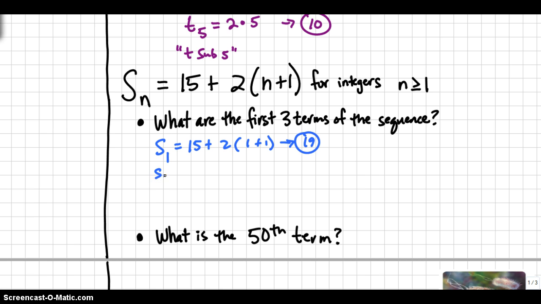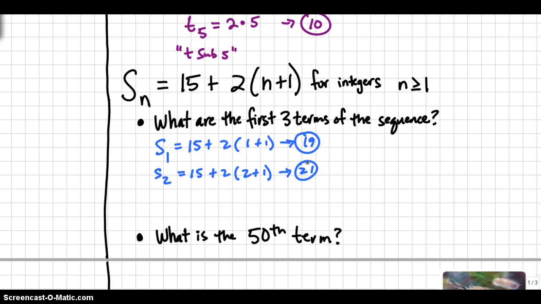Then we would find the second term in the sequence by plugging in 2 for N. So again, we revisit the original equation, and instead of a 1, we plug in a 2. So 2 plus 1 is 3, times 2 is 6, plus 15 is 21.